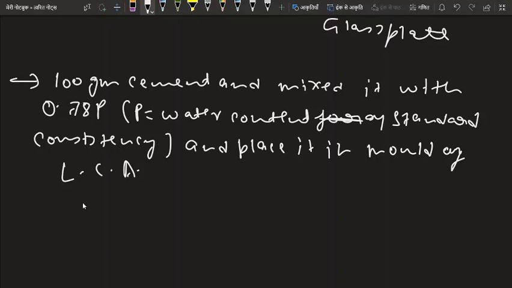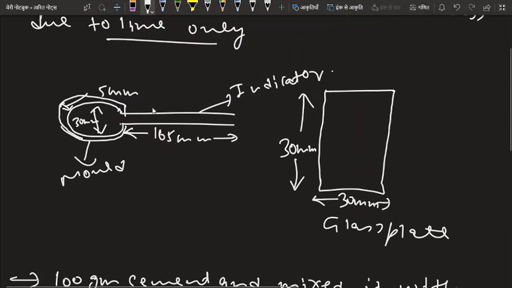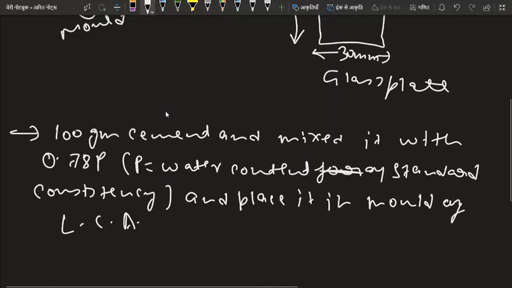As we discussed earlier, the Le Chatelier apparatus consists of a split cylinder having diameter 30 mm and height about 30 mm, with two indicator arms of length 160 mm. These indicator arms are provided on both sides, as in this diagram. Why do we have these indicators? These indicators detect any volume change of the cement.